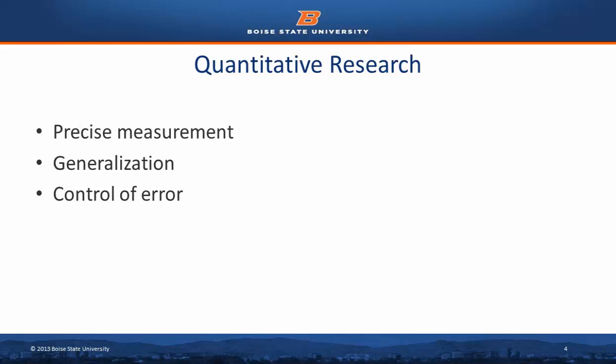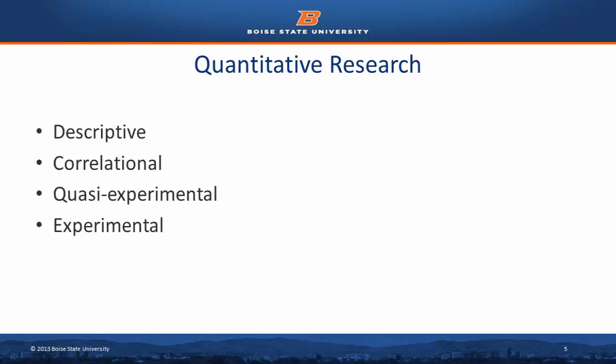In quantitative research, precise measurement of variables is of utmost importance. Measurement tools must be determined to accurately measure the variable that they are meant to measure. The aim of a quantitative study is to establish findings that can be generalized to a larger population. Statistical analysis is utilized in quantitative research to control error and support that the findings are not simply a matter of chance occurrence. These are the four categories of quantitative research.